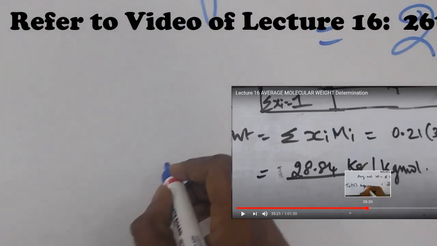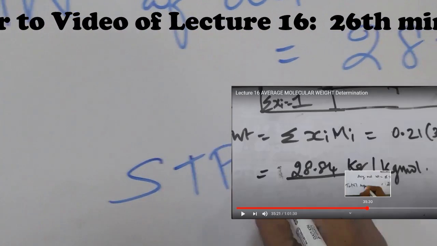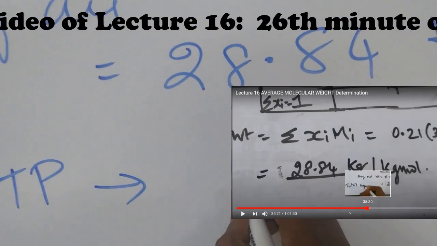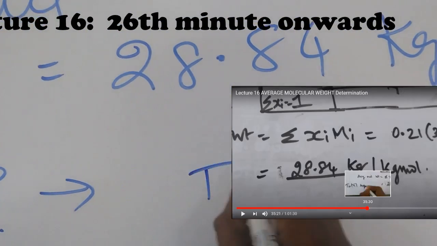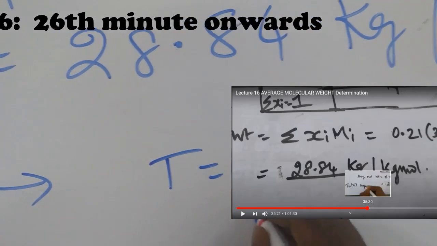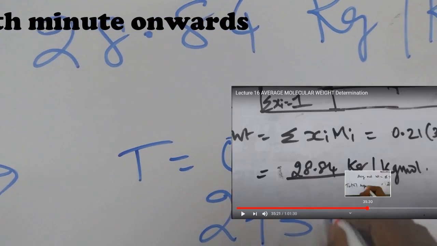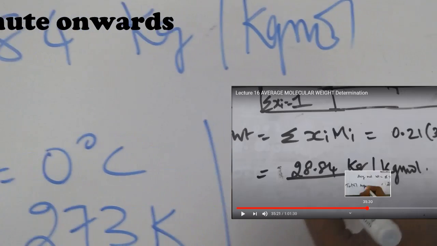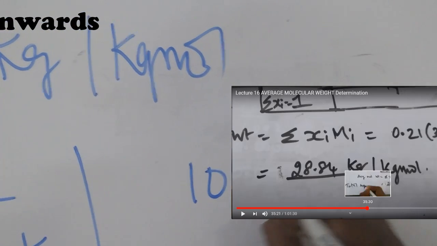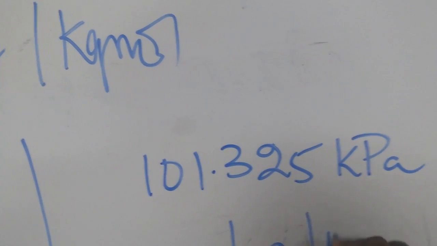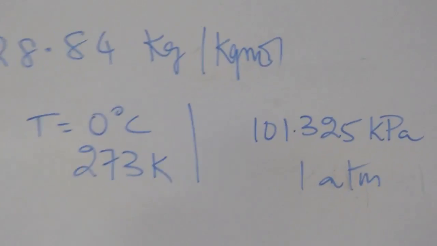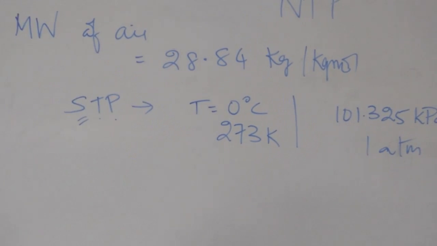So what is STP conditions? STP conditions refers to standard temperature and pressure. What is the standard temperature? It is 0 degree Celsius, that is 273 Kelvin, and pressure is 101.325 kilopascal or 1 atmospheric pressure. Okay, so this is the STP conditions.